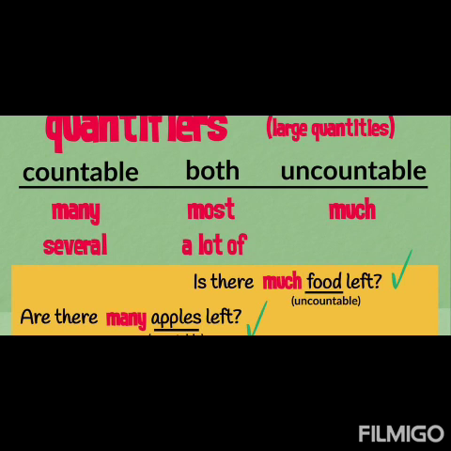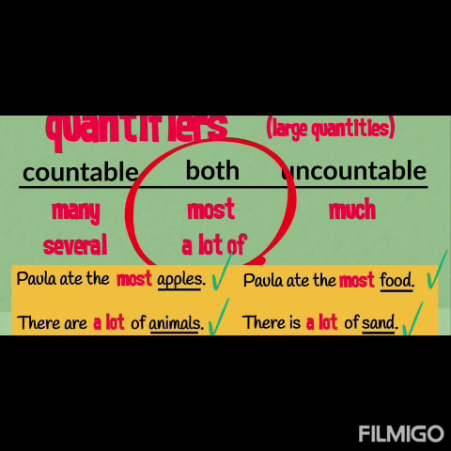For example, is there much food left? Food is an uncountable noun. So with uncountable nouns, we are using the quantifier much. Are there many apples left? Apples are a countable noun. So we are not using much with apples. We are using many apples. Most of, a lot of. We are using them with both countable and uncountable nouns.